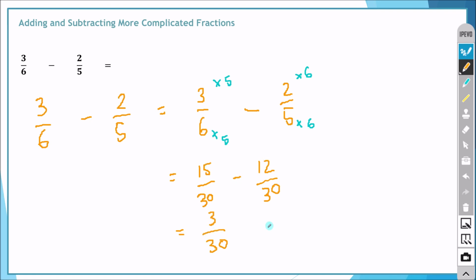over 30. And if you go back and look at the previous tutorial, we can see that this can be simplified down to 1 over 10. The way we simplify that down is we recognize that 3 and 30 both share the factor 3. So if we do 3 divided by 3 and 30 divided by 3, that will give us 1 over 10.